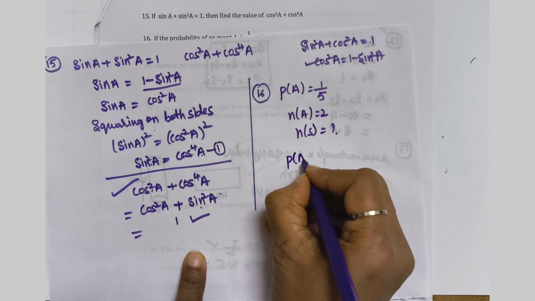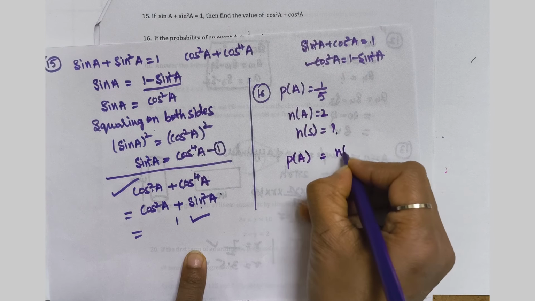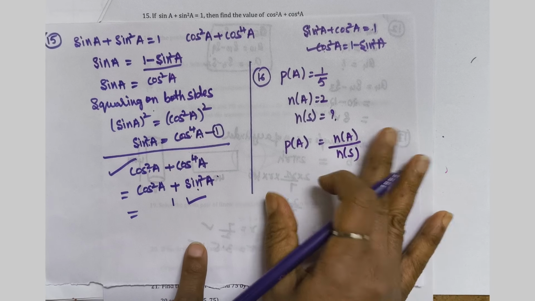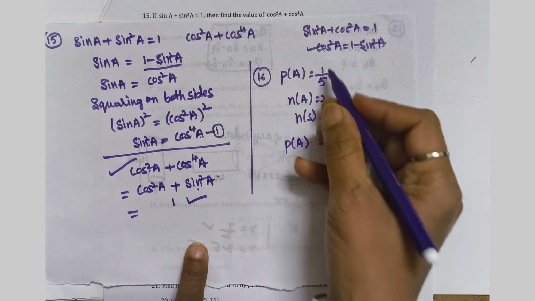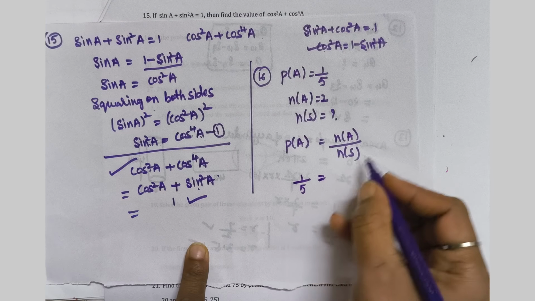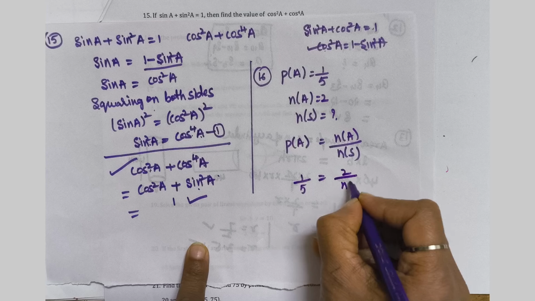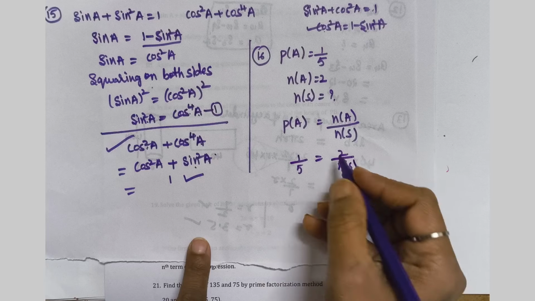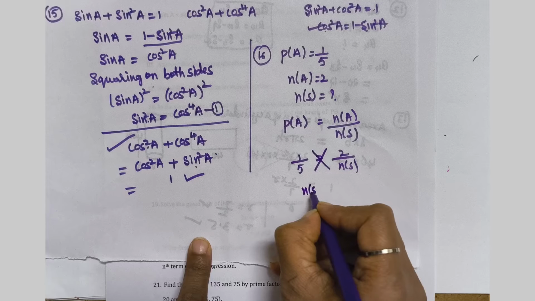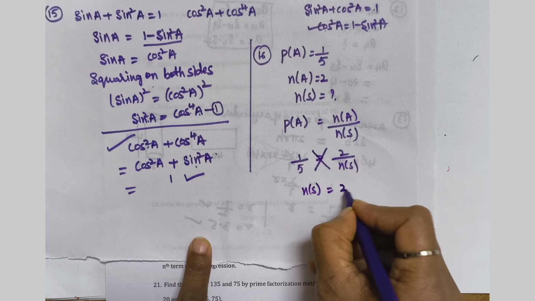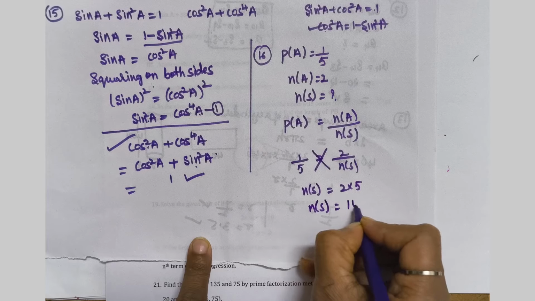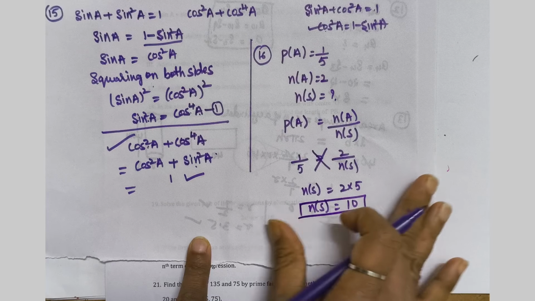In probability, how will you write? P of A is equal to N of A by N of S. So this one we will write in probability. What you know, you can apply it. P of A, what is the value? 1 by 5 is equal to N of A, 2. N of S, we don't know, write as it is. Okay. Now do cross multiplication. N of S into 1, N of S is equal to 2 into 5. So N of S is equal to 2 fives are 10. This is the answer.